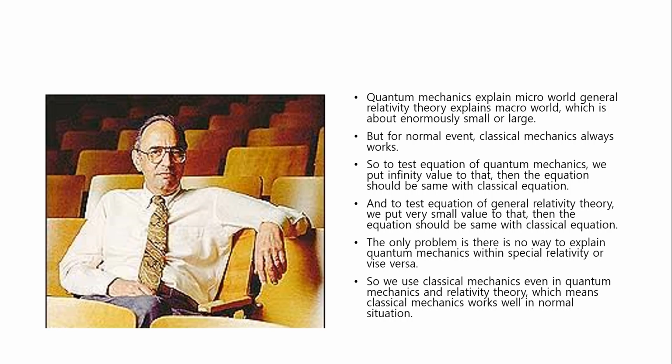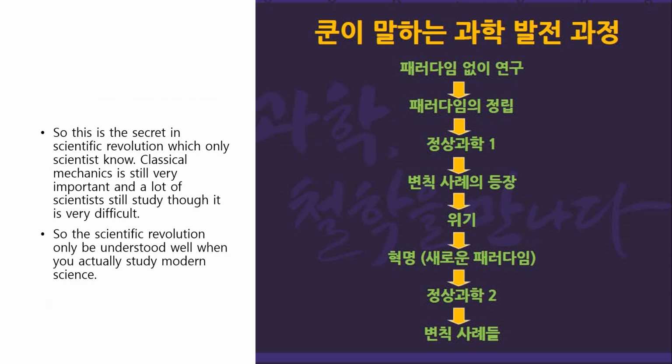The only problem is that there is no way to explain quantum mechanics within general relativity or vice versa. So we use classical mechanics even in quantum mechanics and relativity theory, which means classical mechanics works well in normal situations. So this is the secret of scientific revolution, which only scientists know.